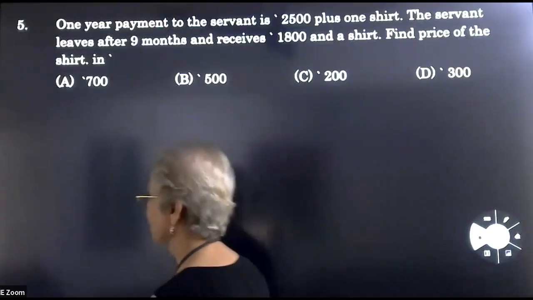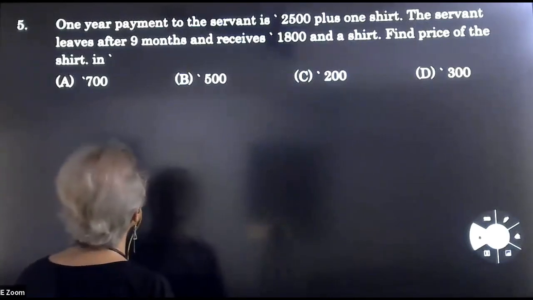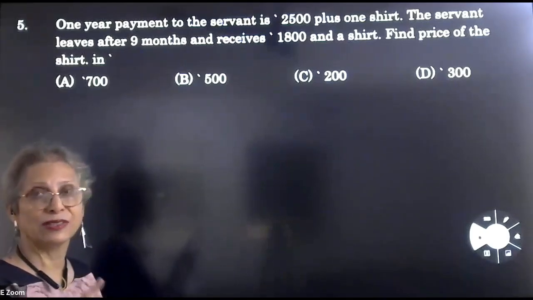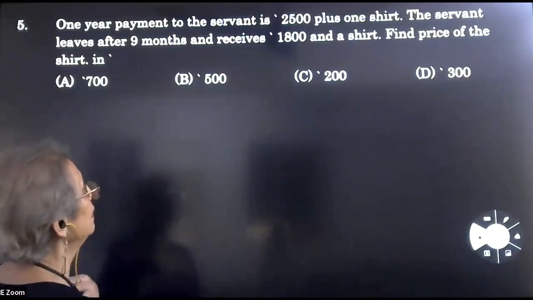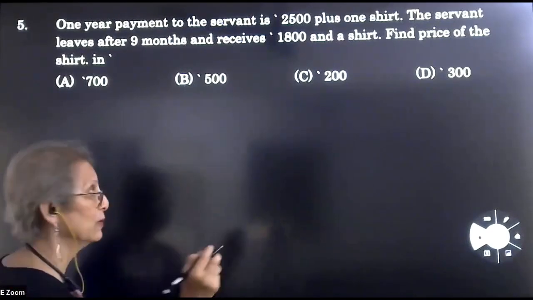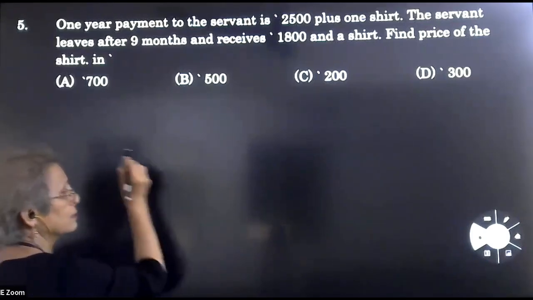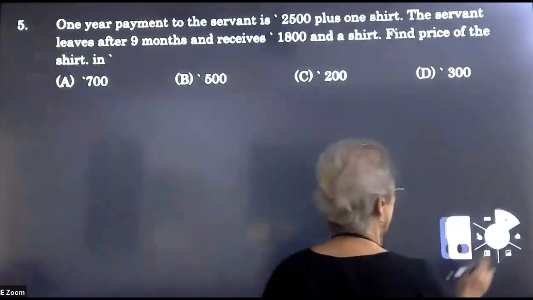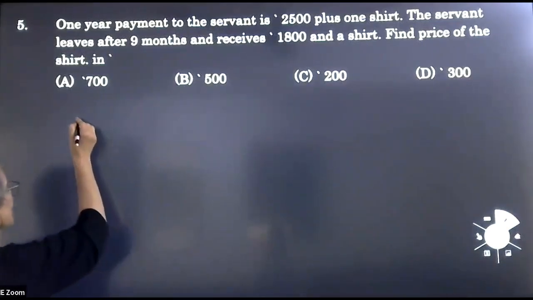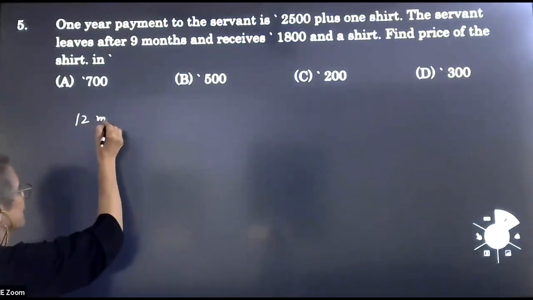One year payment to the servant is 2500 plus one shirt. See, 1 year payment means 12 months payment. Okay, so let us write 12 months payment.